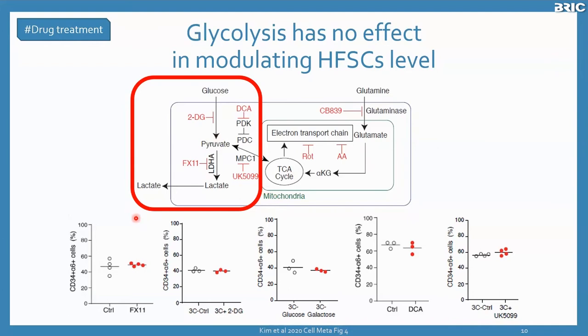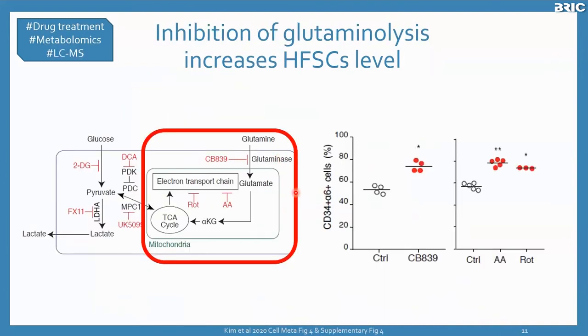But as I kind of expected, when I modulated the glucose feeding pathway through different inhibitors, I was unable to see any difference. This means that glucose feeding pathways were not the major pathway responsible for the hair follicle stem cell fate decision. On the other hand, what was very important and striking was that when I inhibited the electron transport chain, I was able to increase the level of hair follicle stem cells. And also when I inhibited glutaminase, this inhibitor would block the feeding of the TCA cycle. So when I blocked upstream of the TCA cycle, I was also able to increase hair follicle stem cells.